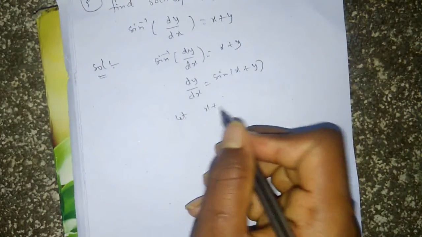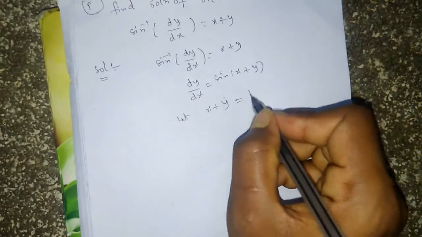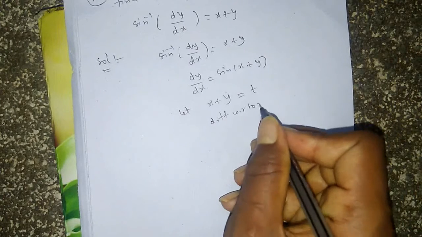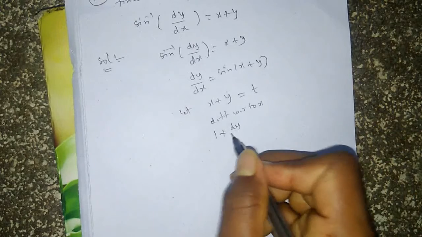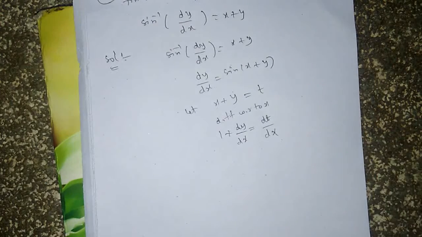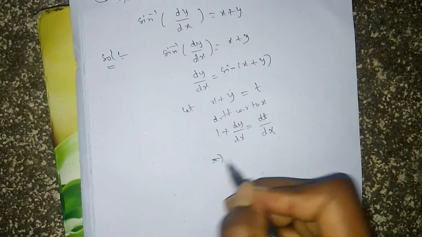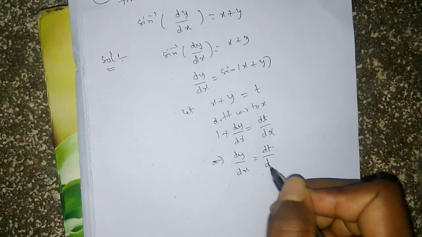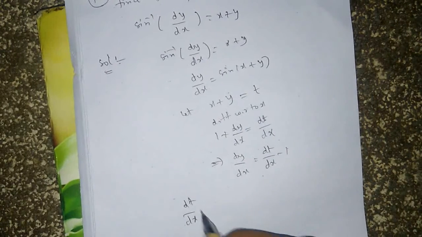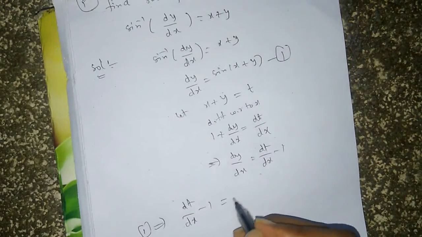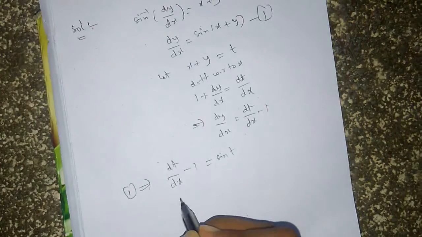Let x plus y is equal to t. Now differentiate with respect to x. 1 plus dy by dx is equal to dt by dx, which implies dy by dx is equal to dt by dx minus 1. Substitute here dt by dx minus 1. Let this be 1. Now 1 implies dt by dx minus 1 is equal to sin t.